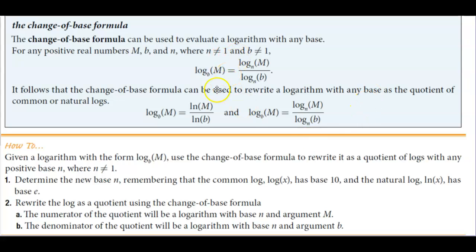We can rewrite the log of base b of m as equal to the log of base n of m divided by the log of base n of b. Now it follows the change of base formula can be used to rewrite a logarithm with any base as the quotient of the common or natural logs. So we would have the log of base b of m equal to the natural log of m divided by the natural log of b, and the common logarithm of b of m is equal to the common logarithm of n of m divided by the common logarithm of n of b.